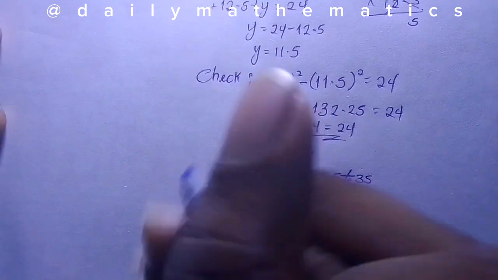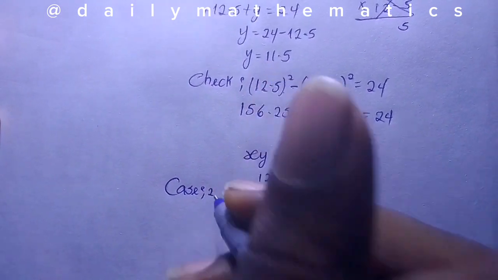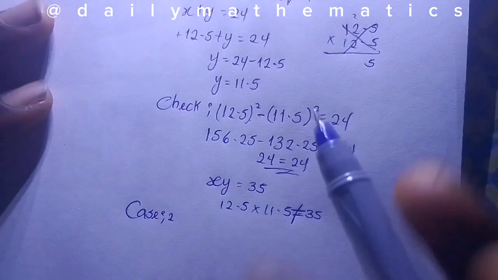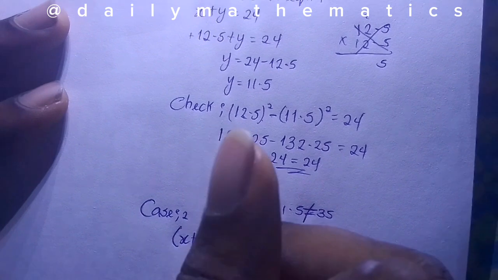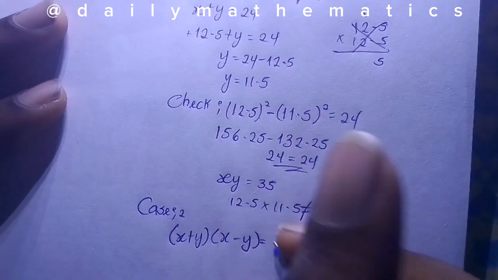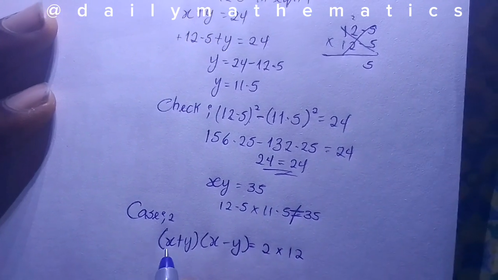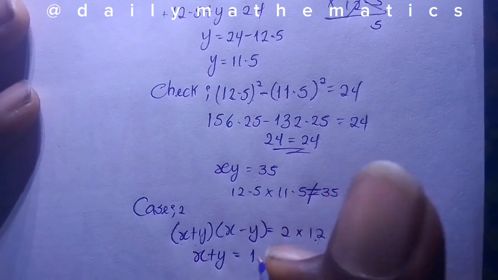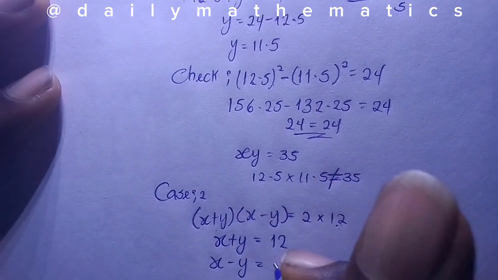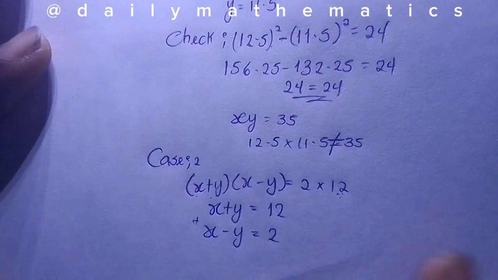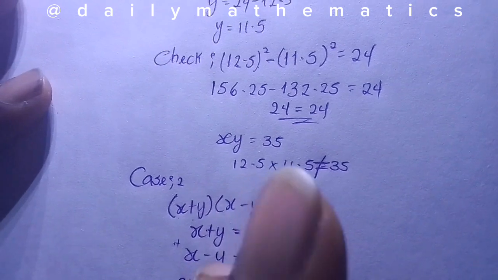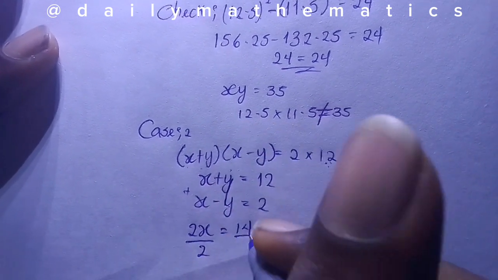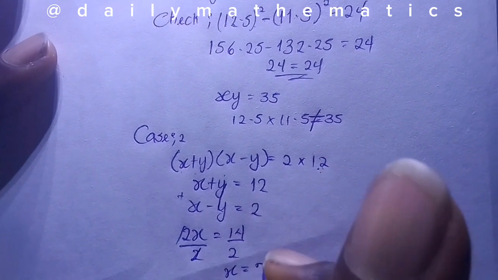Case 2. We have these two factors of 24, which are 2 and 12. So we have x plus y, x minus y equals 2 times 12. As usual, x plus y is greater, so we equate it with the greater factor. Then x plus y equals 12, then x minus y equals 2. We add both equations. x plus x gives us 2x, y minus y cancels, 12 plus 2 gives us 14. Divide both sides by 2, and we have x equals 7.